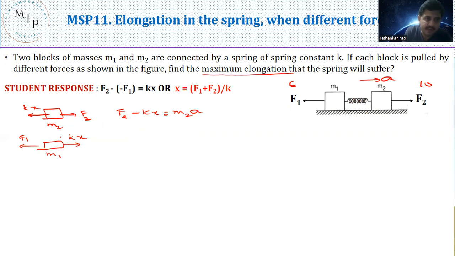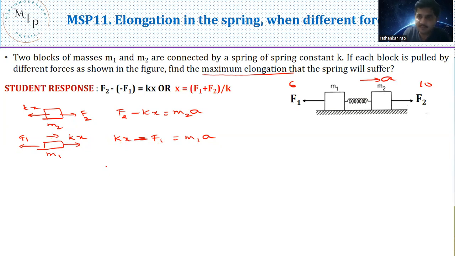Now, applying this, what is the direction of the acceleration? In this direction. So I can write Kx minus F1 is equal to M1 into A. Why minus F1? Because I will consider this as the positive direction and the object is moving in this direction. So Kx is a positive direction force, F1 is a negative direction force. This should be equal to the net force, which is M1 into A.